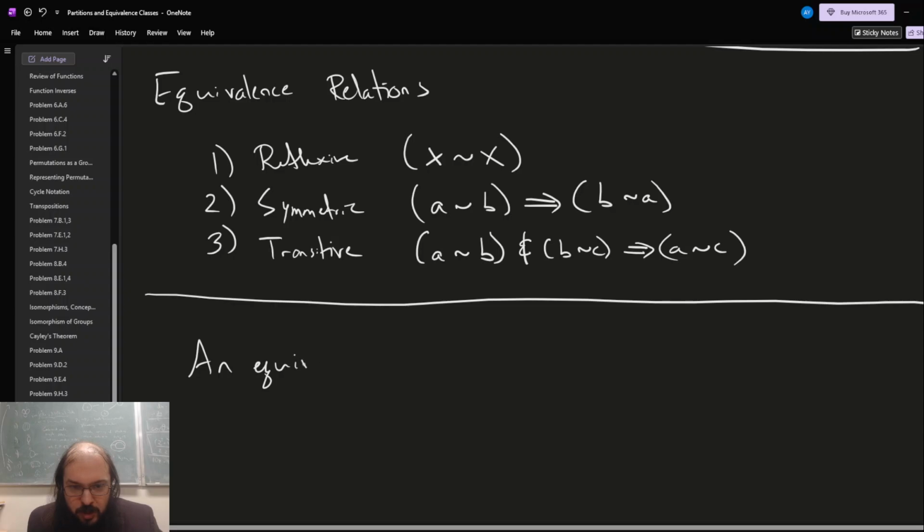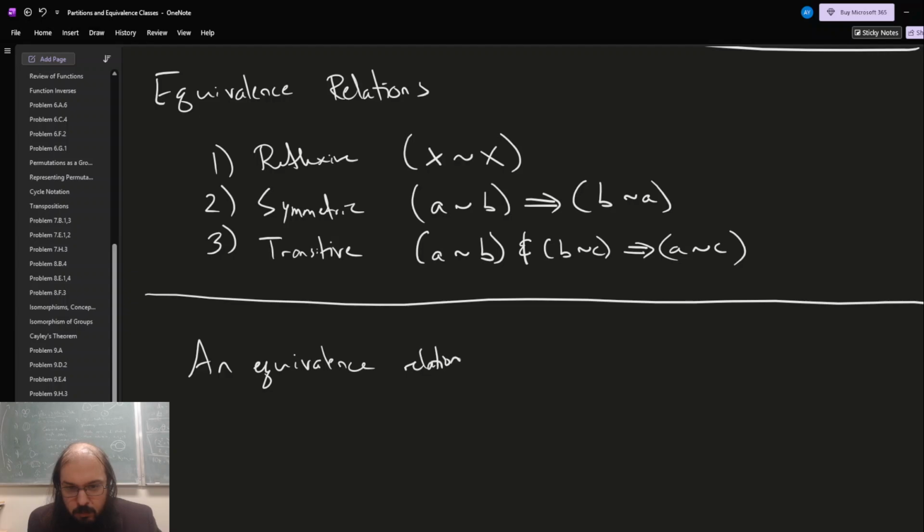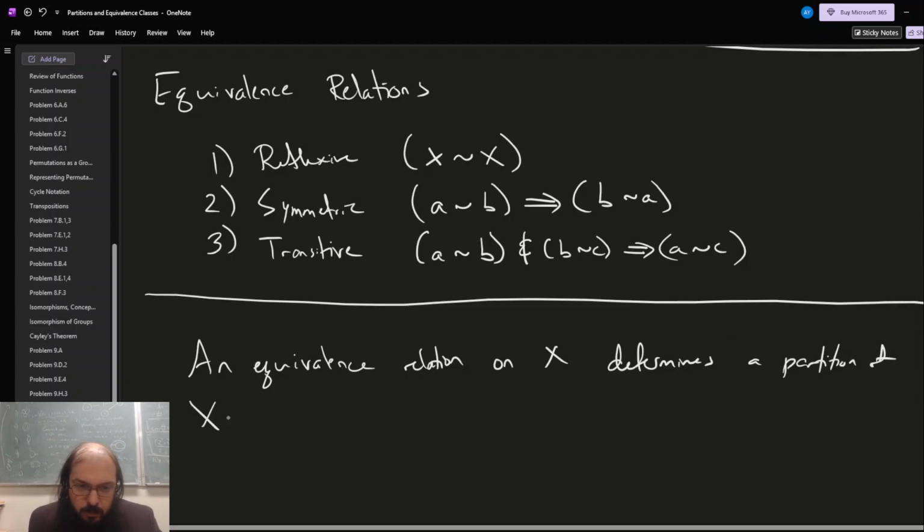An equivalence relation on X determines a partition of X, and every partition determines an equivalence relation.